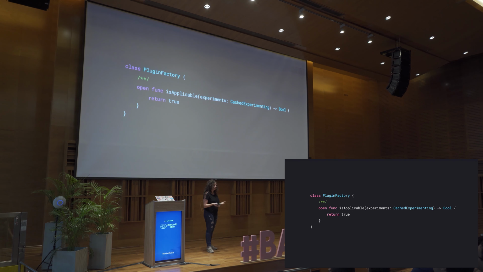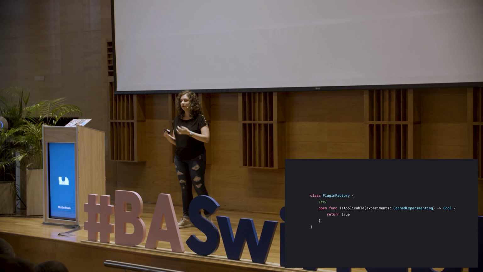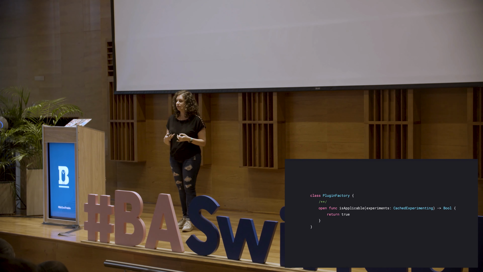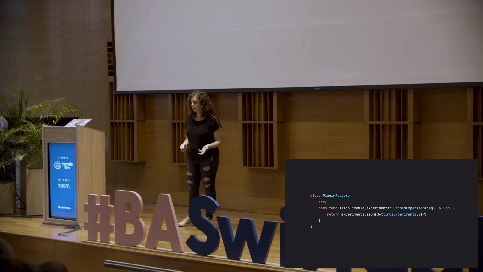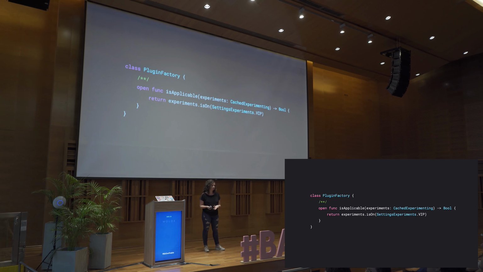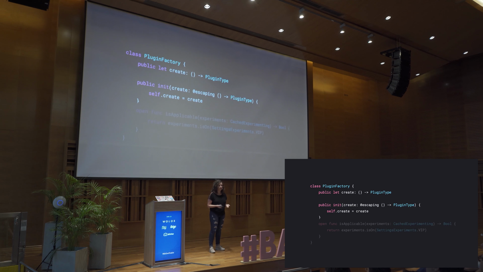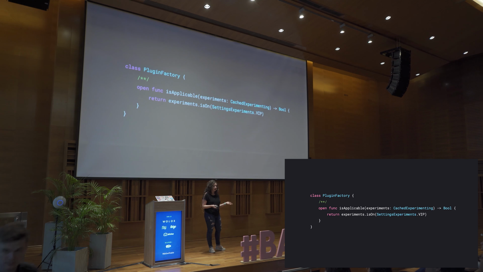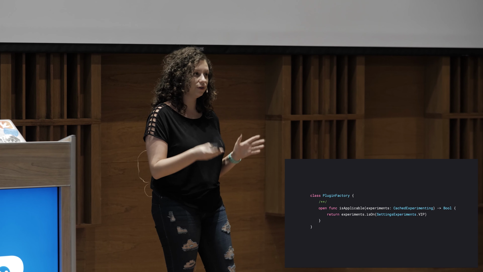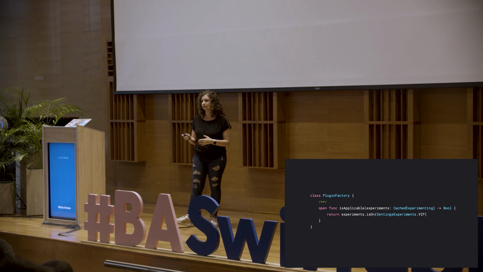And the factory is going to have two things. One of the things is an applicable function, and it has to return a Boolean. So this factory is going to tell you how to build the feature, but also it's going to tell you if the feature is on or not. And here you can put the experimentation checking, the feature flagging checking, but you can also put other verification. And your feature decides for itself if it should show or not.